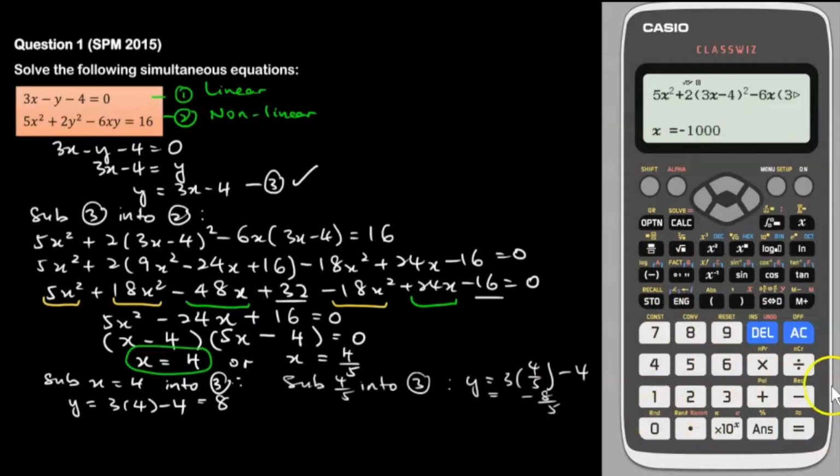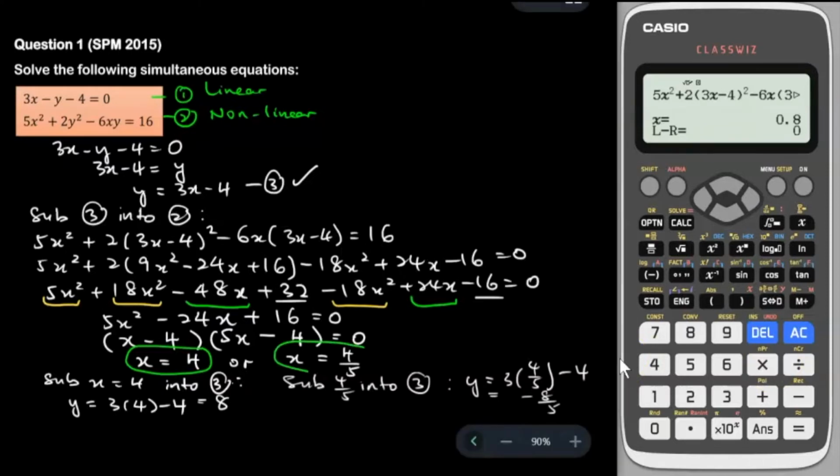Okay, then we press equals 2 times, 1 time, 2 times. Okay, so we get 0.8. So 0.8 is actually 4 over 5 here. When we press the calculator, 4 over 5 is actually 0.8. Okay, this is 0.8. So, ta-da! Our answer is guaranteed correct.